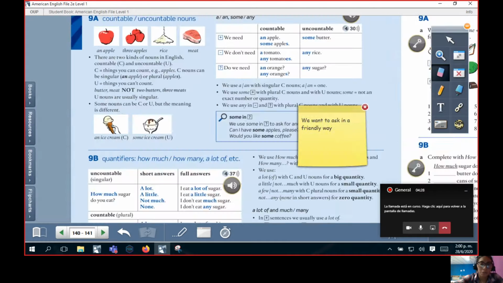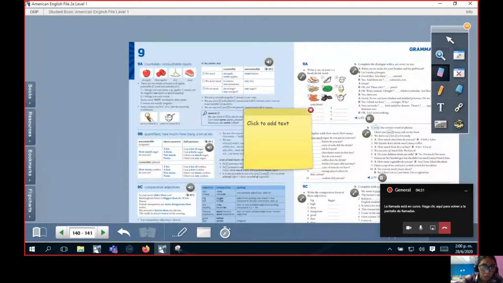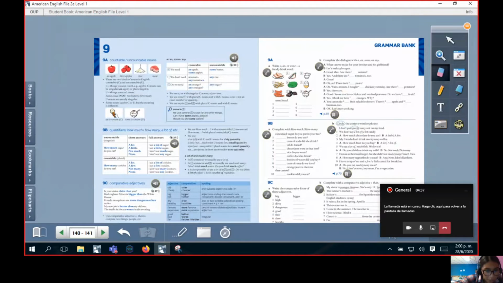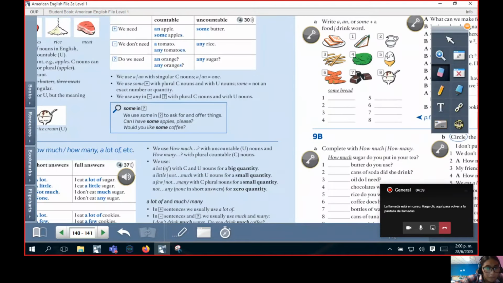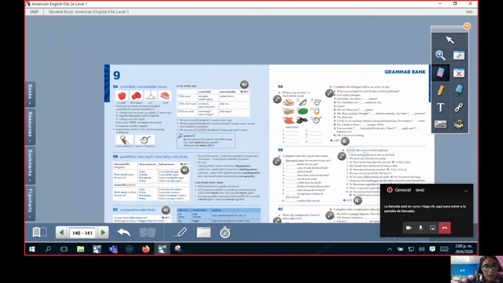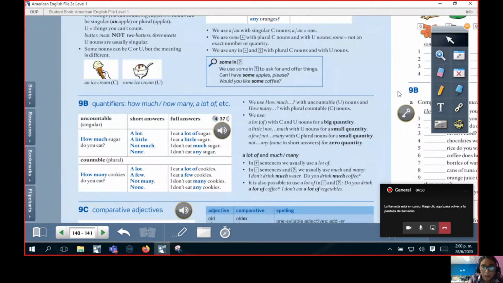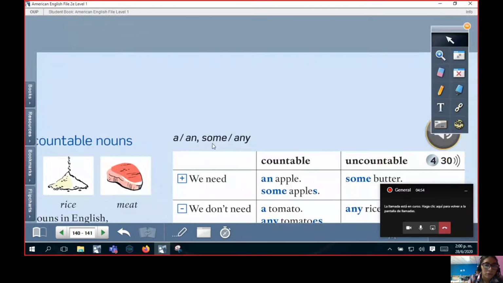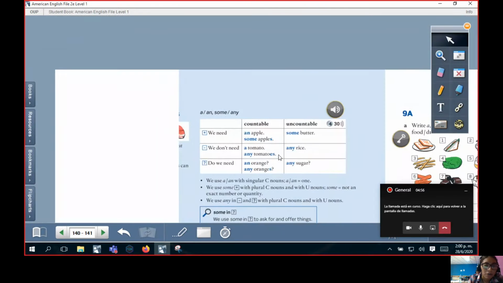So let's move on to this part. Say bye to this note. Bye. And then we will move on to the quantifiers part. All this explanation and the chart, you can find it in the book, in the part of the grammar bank.